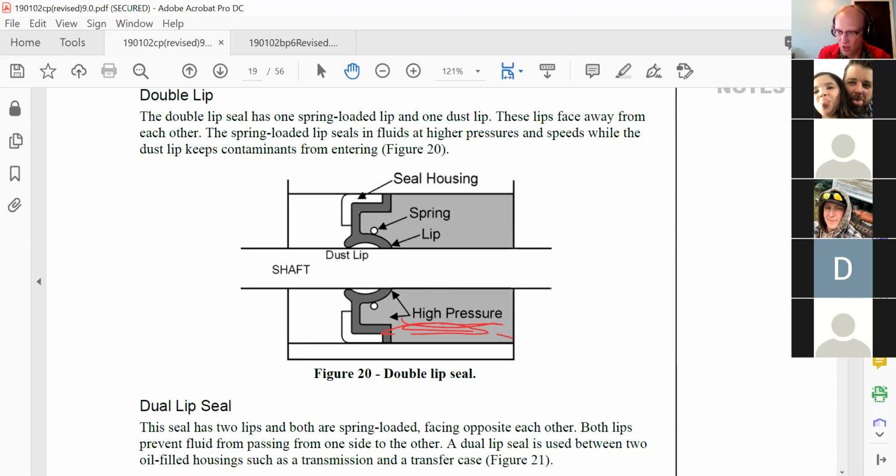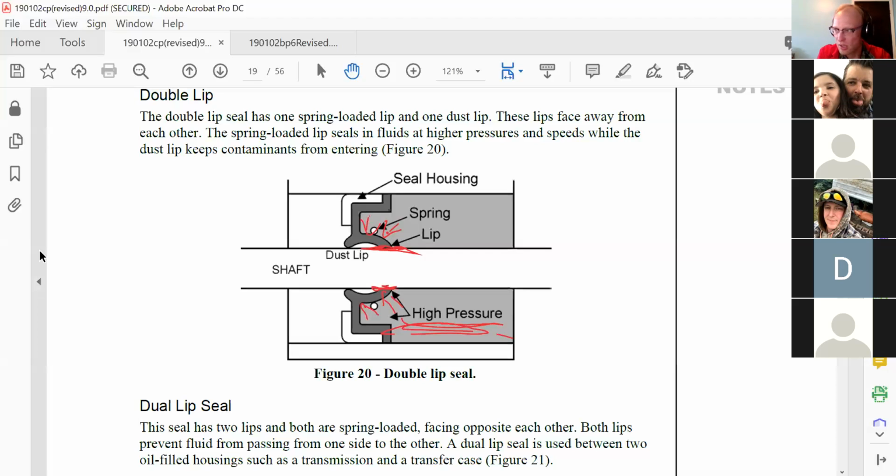Hydraulic pump, hydraulic motor, cylinder, hydraulic stuff, yes, it will have dual lip or double lip seals, but they're built much more robustly. And that's how they can hold that pressure in. What will the high pressure do? It will push down on this lip here. And the harder it pushes, the harder it will seal against this surface. Okay.